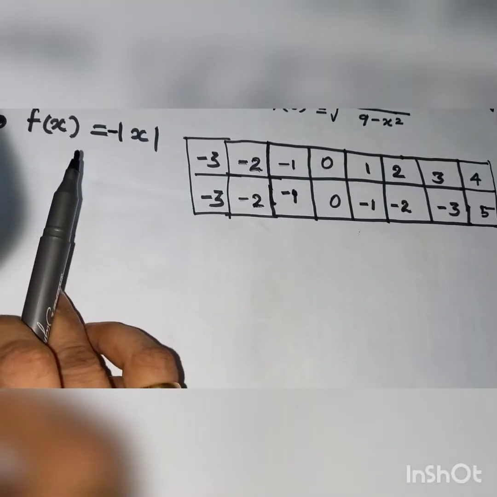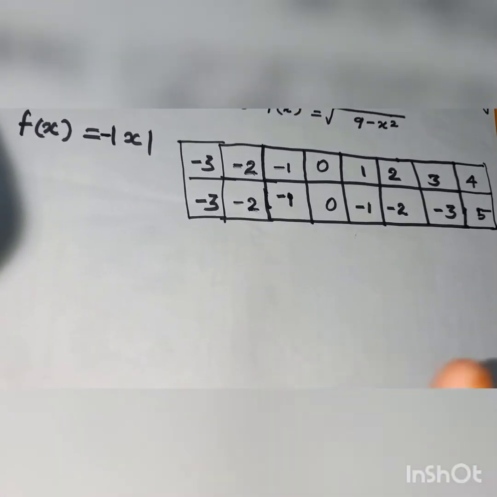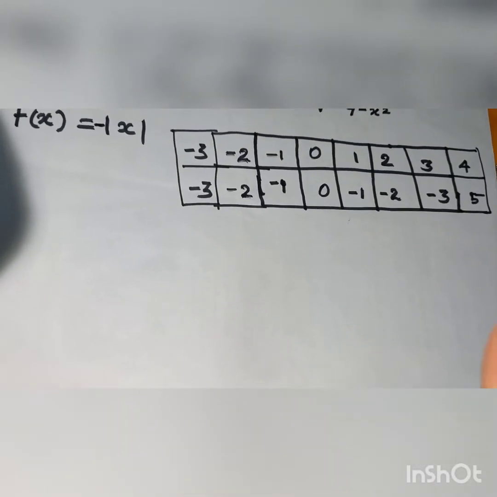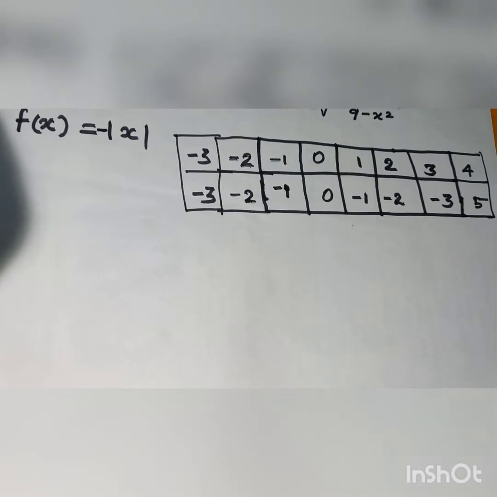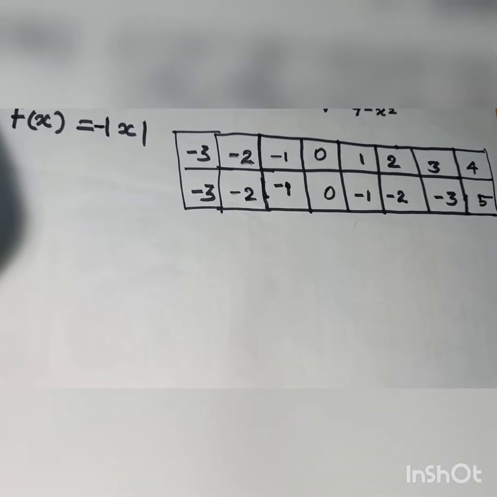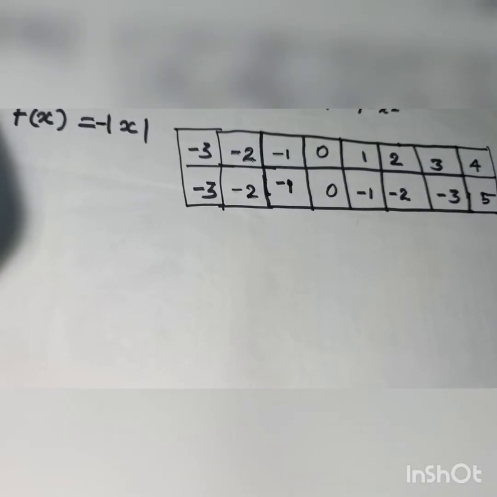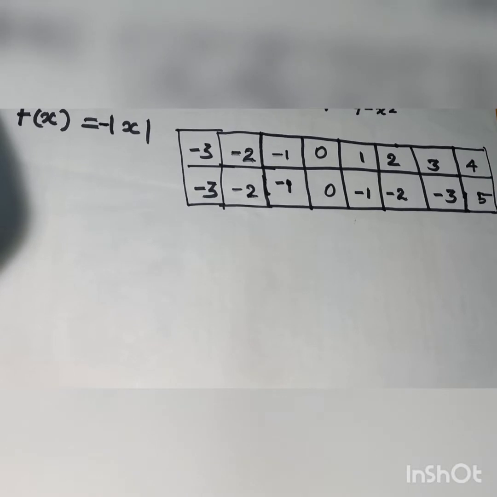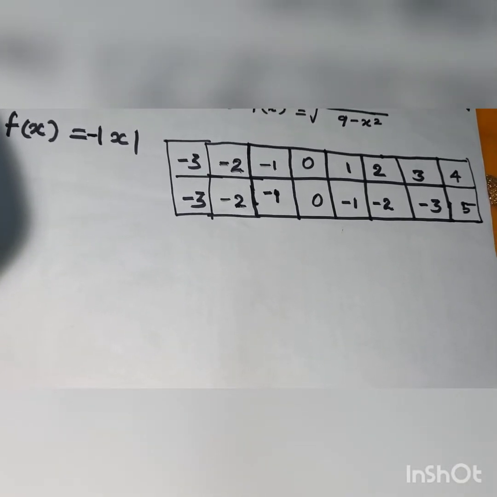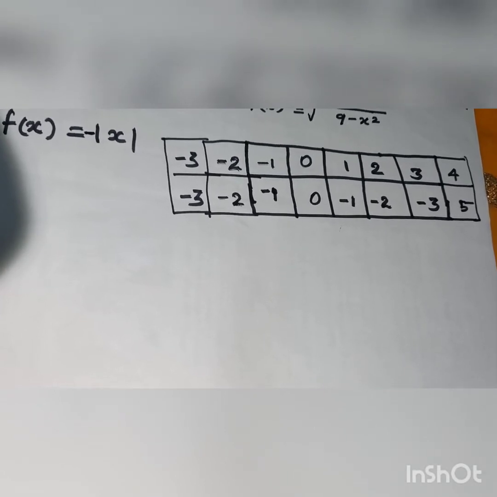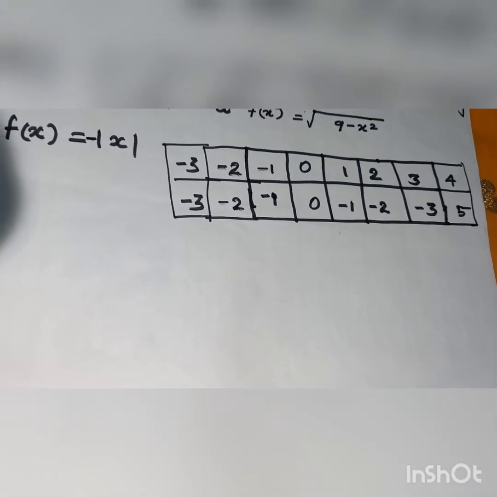So first bit is f of x is equal to minus of modulus x. So we can take x as any real number. You already know what a real number is. A real number is a combination of rational numbers and irrational numbers. So let's take some real numbers. Not all real numbers, I am writing only some real numbers here.